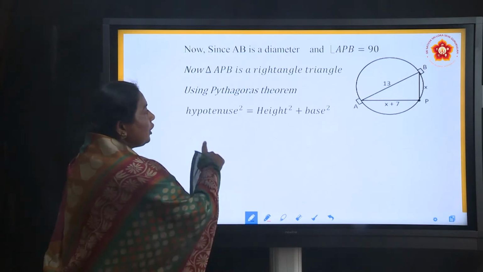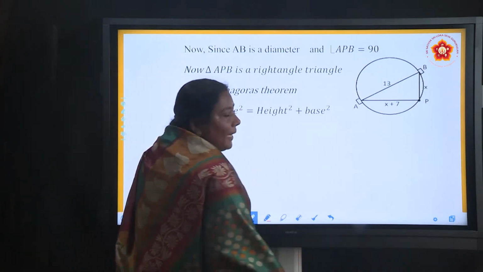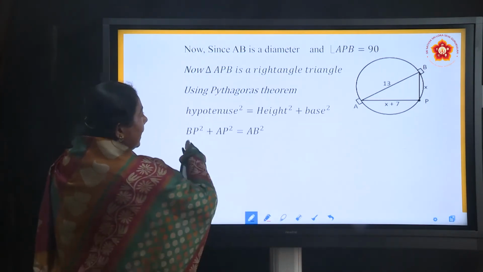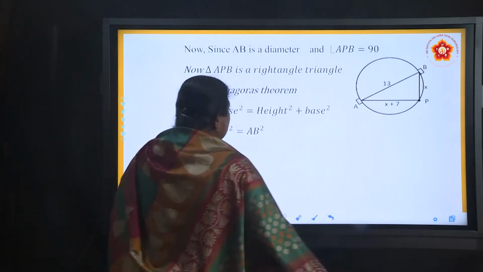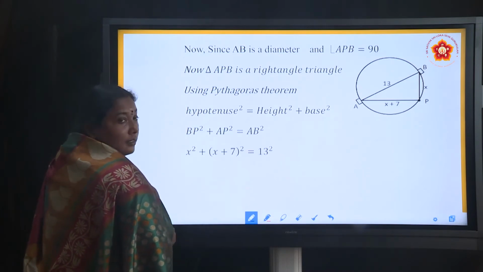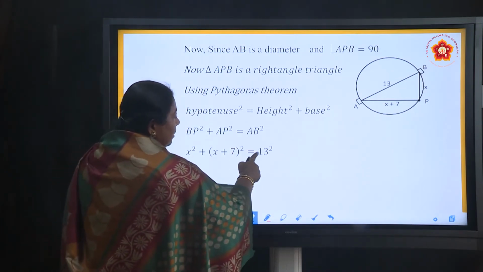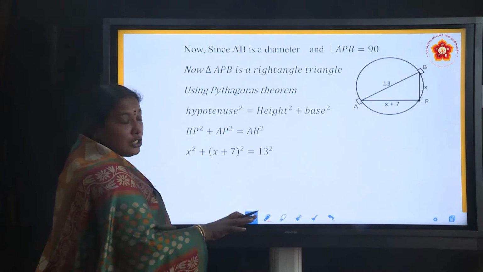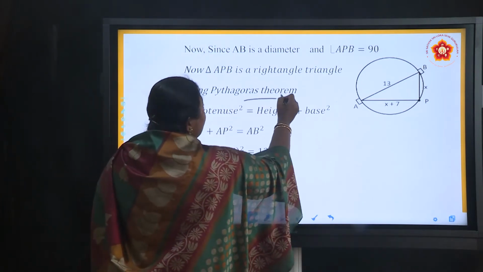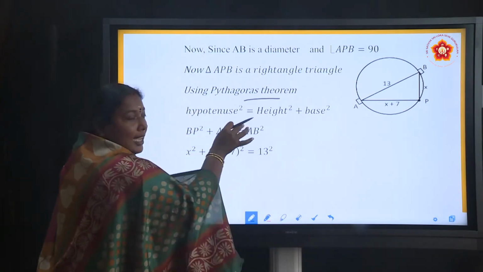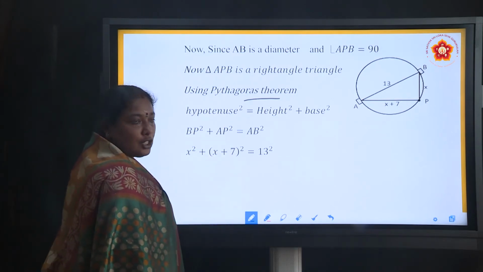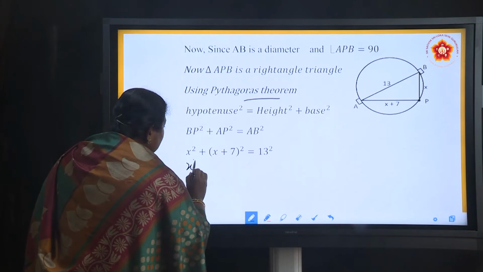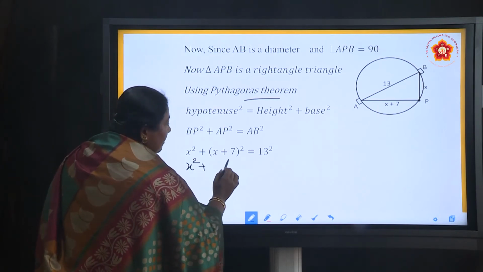So it is hypotenuse square is equal to height square plus base square. So it is BP square plus AP square is equal to 13 square. Right? x square plus (x plus 7) the whole square is equal to 13 square. That's all. Up to here everything is given. I have just written the values and created an equation. That's all.